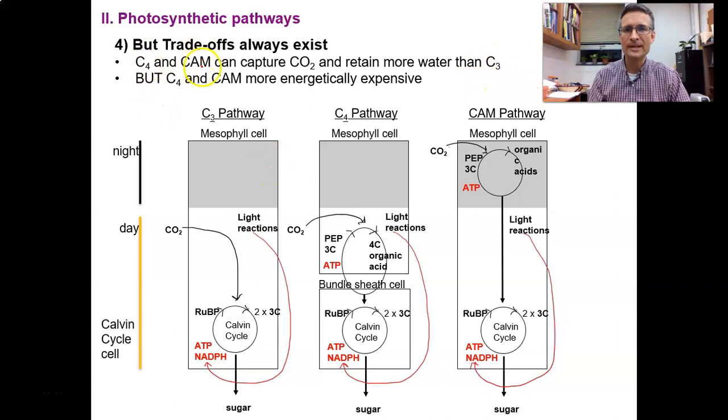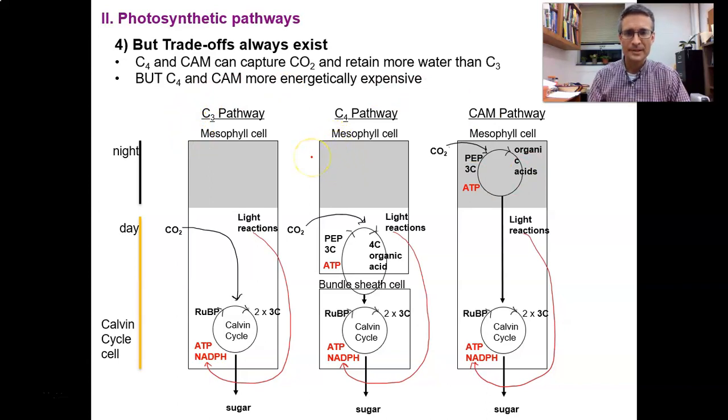Well, C4 and CAM plants do very well at capturing CO2 and hanging on to water. This comes at an energy cost. And so both C4 and CAM plants are more energetically expensive than C3 plants. In other words, it takes more energy in a variety of ways to photosynthesize. So let's now look at all three of our pathways together to see where this energy expense is being incurred.